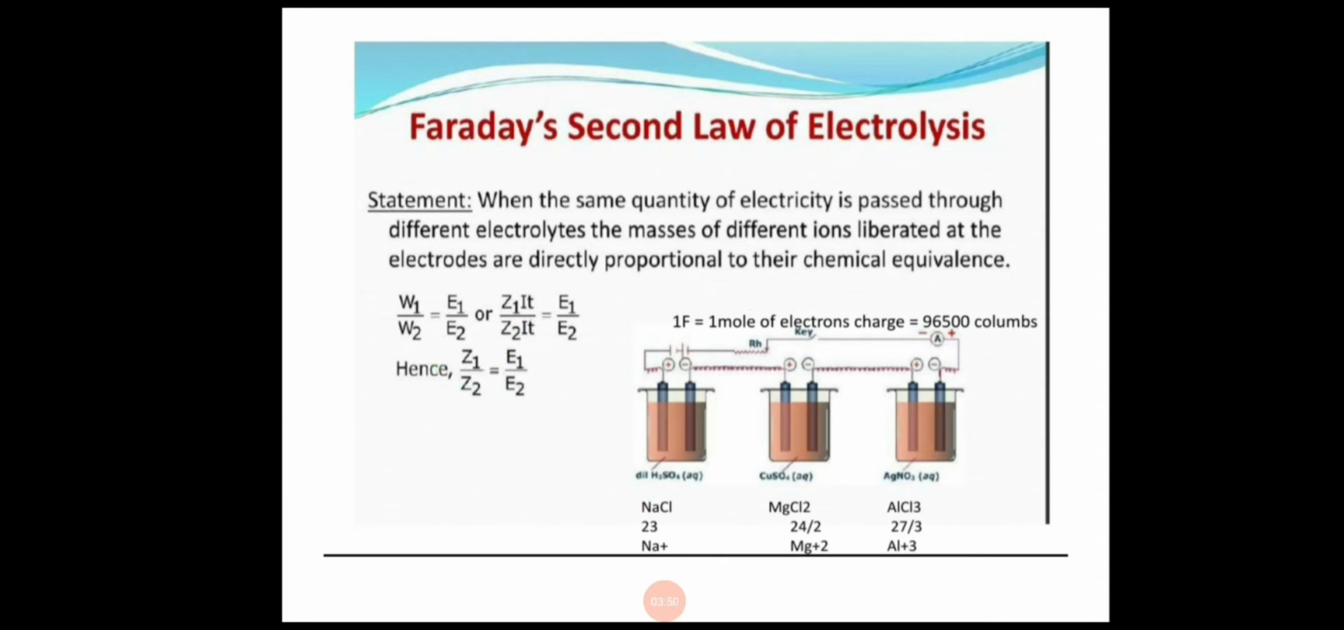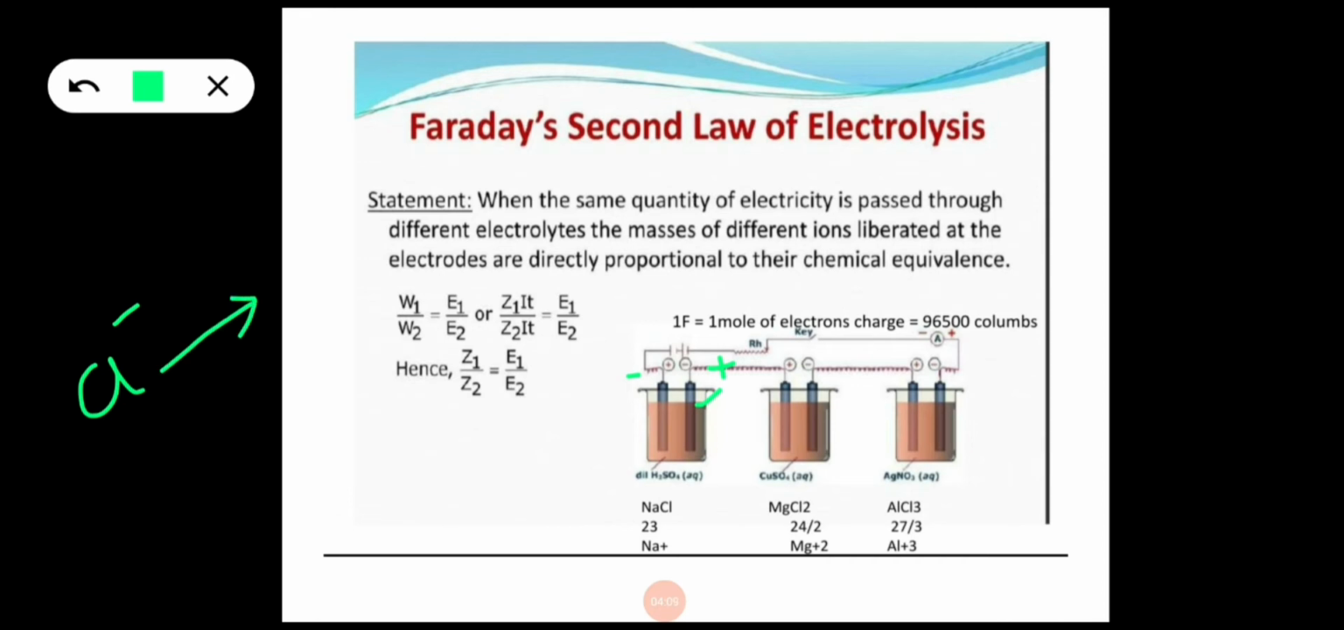In the same way, I have taken this as minus and this as plus. Cl minus will move towards the positive electrode because it has a minus charge. It will be attracted towards the positive electrode. Positive electrode is called the anode. It has a positive charge. The Cl minus loses its electron to the positive electrode and forms Cl. Two such Cl atoms will combine to form Cl2 gas.